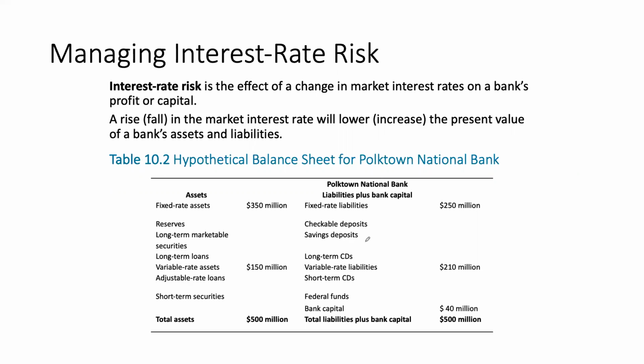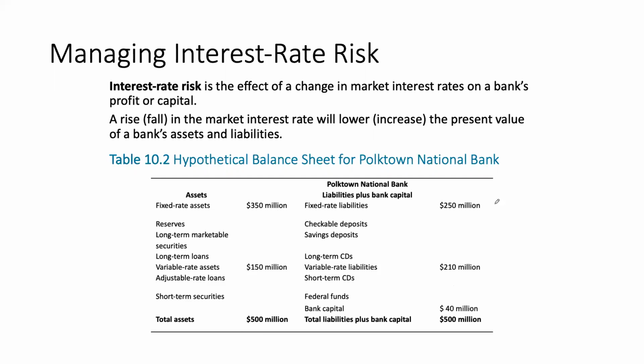So if there is a rise in the interest rate, then the present value of whatever it is that you're measuring, whether it's assets or liabilities, is going to fall. And if there's a fall in the interest rate, then the present value goes up, right? For instance, if you take a look at this balance sheet for a made up national bank, this bank has fixed rate assets of about $350 million and adjustable rate loans of $150 million. Right? So the total assets are 500 million.